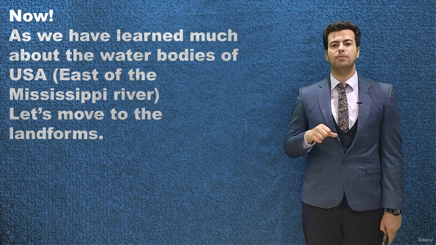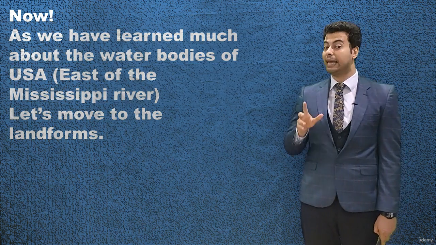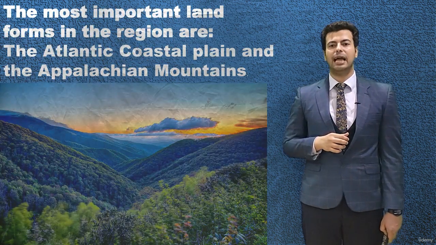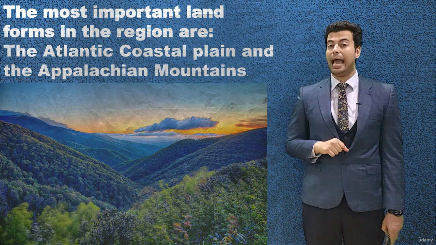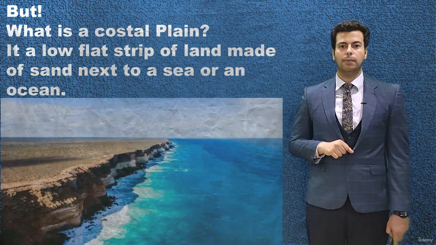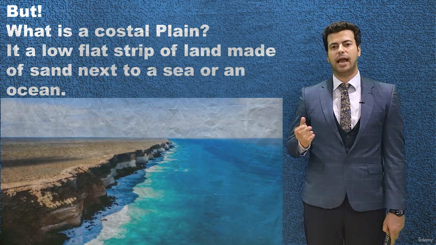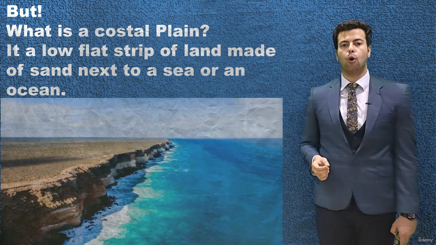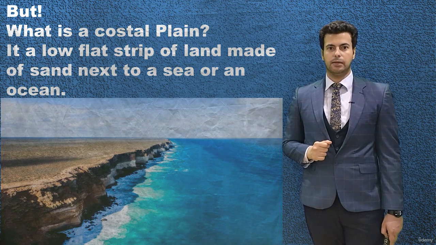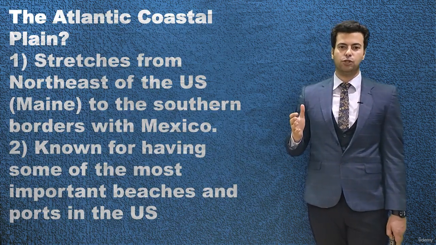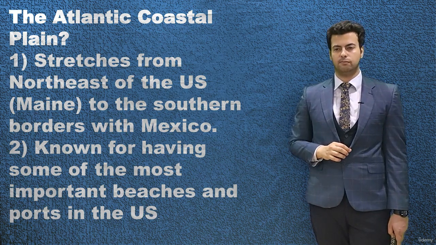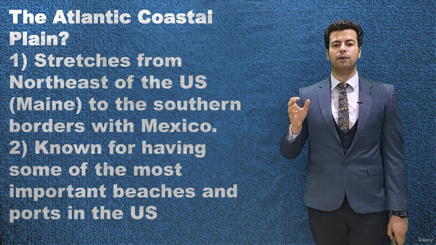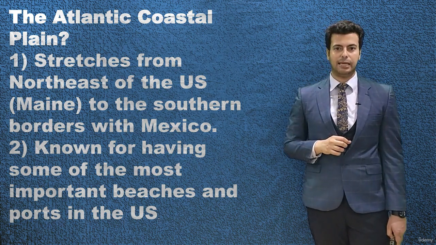Now, as we have learned much about the water bodies of the United States east of the Mississippi River, let's move to the landforms. The most important landforms in the region are the Atlantic Coastal Plain and the Appalachian Mountains. But what is a coastal plain? It's a low, flat strip of land made of sand next to a sea or an ocean. So the Atlantic Coastal Plain stretches from the northeast of the US, from Maine specifically, to the southern borders with Mexico, known for having some of the most important beaches and ports in the United States.